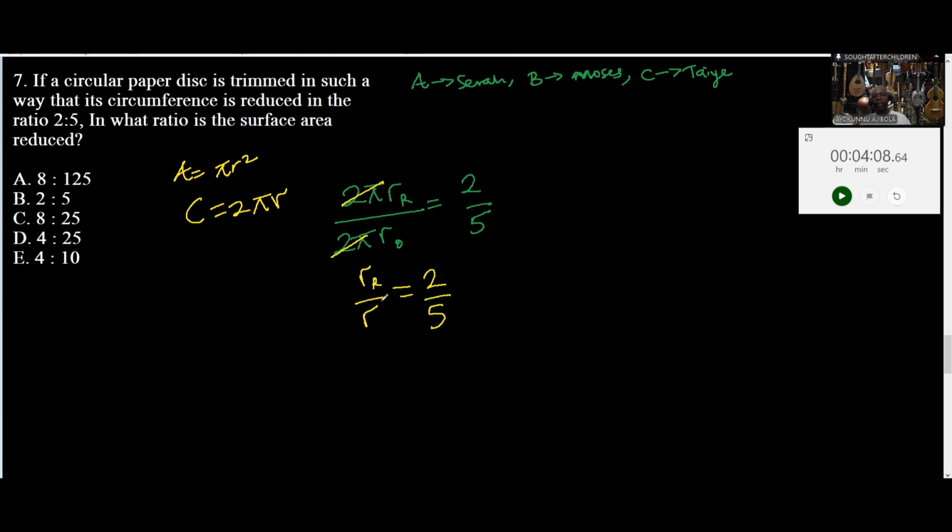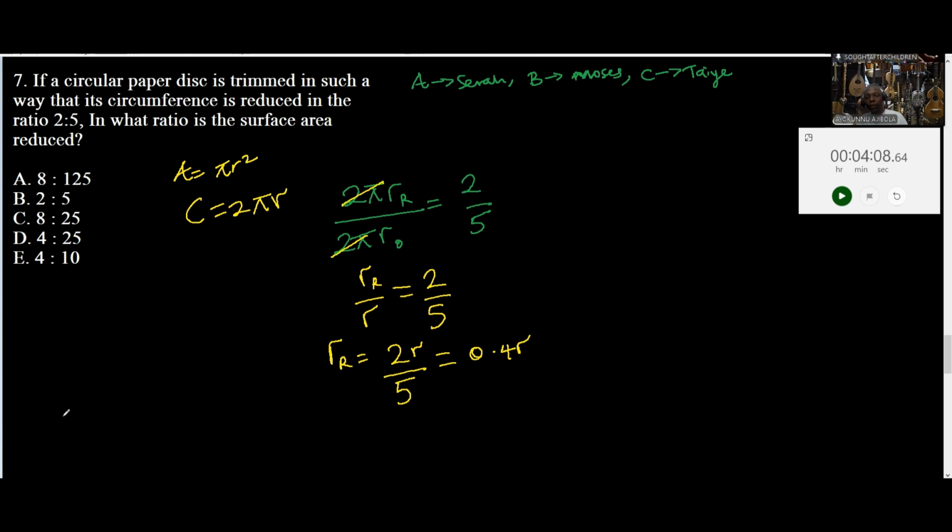Let us now find r reduced. So r reduced will be 2 of the r original divided by 5. And if you get this, it will be 0.4 r. Okay? Is this clear? Yes, sir. 4/10. Hold on. Yeah, 0.4 r.